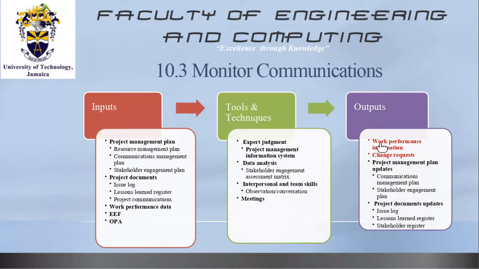work performance information. Now, supposing during the time of communication something happened and a change request was made or a change to something was effectuated, then you need to ensure that whatever changes you make to your project, to the extent that it will impact the triple constraint of your project. Remember, the triple constraints in project management: scope, cost, time. If any of those are going to be impacted, you have to raise a change request. And on raising that change request, you have that as an output for your monitor communications process.